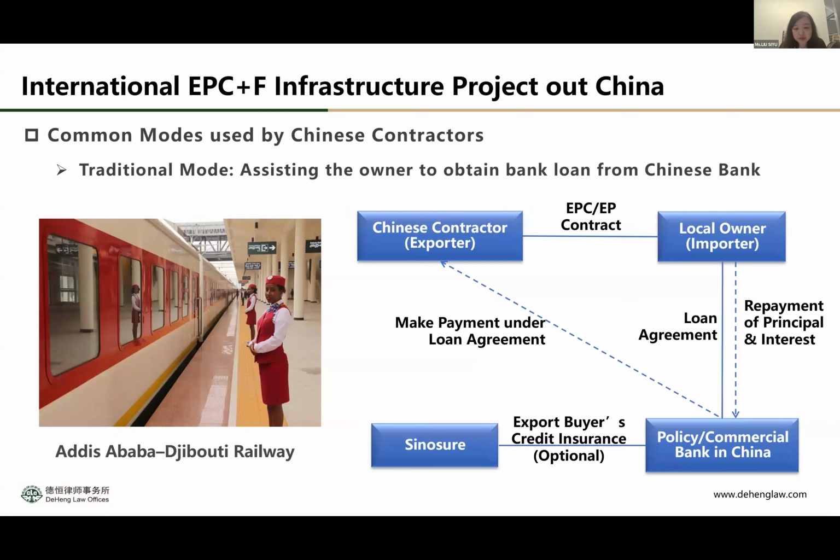So the Chinese contractor is the exporter. They export Chinese technology and services outside China. So the policy or commercial bank in China can support those kinds of transactions, and they provide a loan to the local owner. Meantime, they are supported by export buyer's credit insurance from Sinosure. So technically, in this mode, the local owner is the one to get the loan from the Chinese bank, not the contractor. But still, we call it an EPC+F mode.